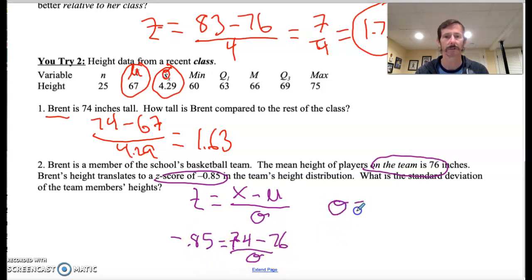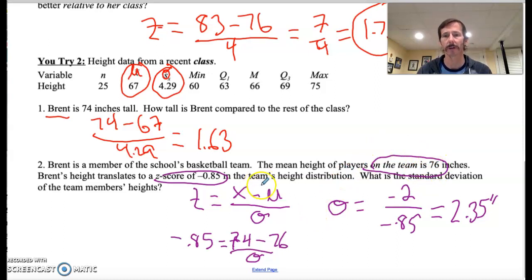So your value for sigma should have been -2 over -0.85, and that should have been 2.35. So his standard deviation should have been 2.35 inches for the distribution of basketball teams. So again, first off, a couple things to note. He's actually shorter than average on his basketball team, where he is much taller than average in his class.